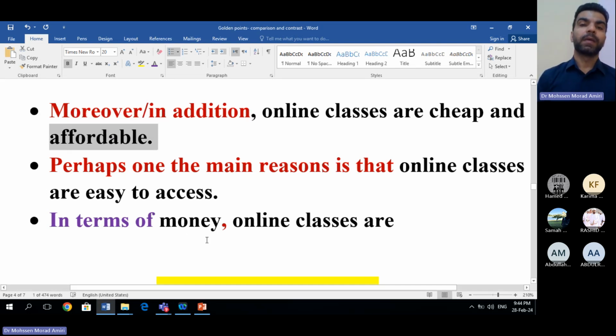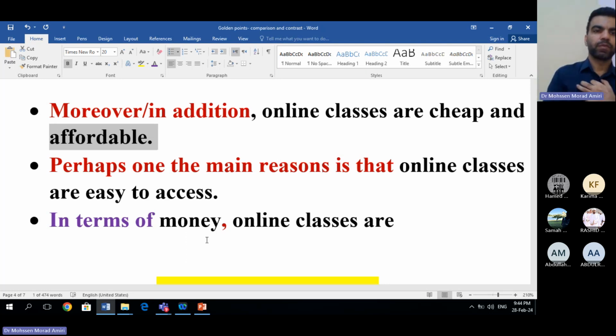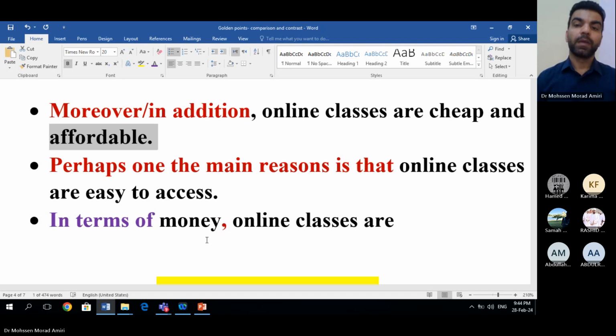Affordable, yani shabab, you can pay it. Yani you are able to pay it. This is the meaning of affordable. Yani you are able to pay. It is not expensive. Okay? So when you want to add, you can use kalimat like moreover or in addition.